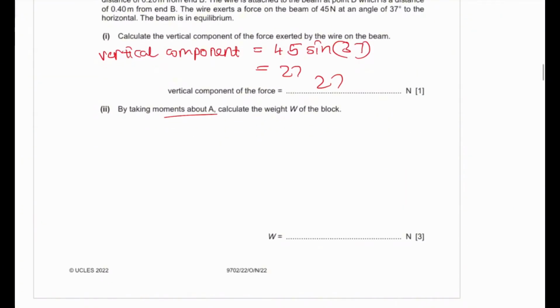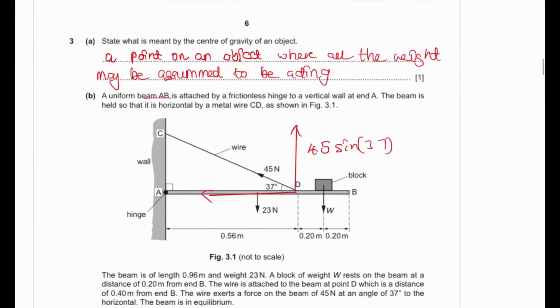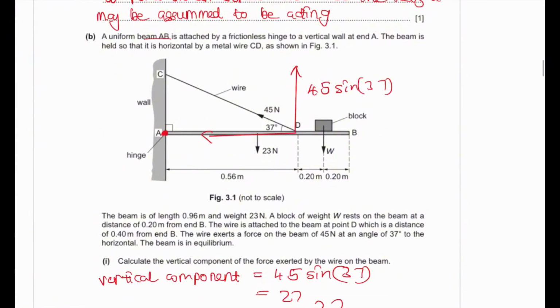We've been asked to take moments about, basically this is point A, and we've been asked to take moments about this point. So moments can act in two ways, right? We can have a clockwise moment over here, or we can have an anti-clockwise moment in that direction.